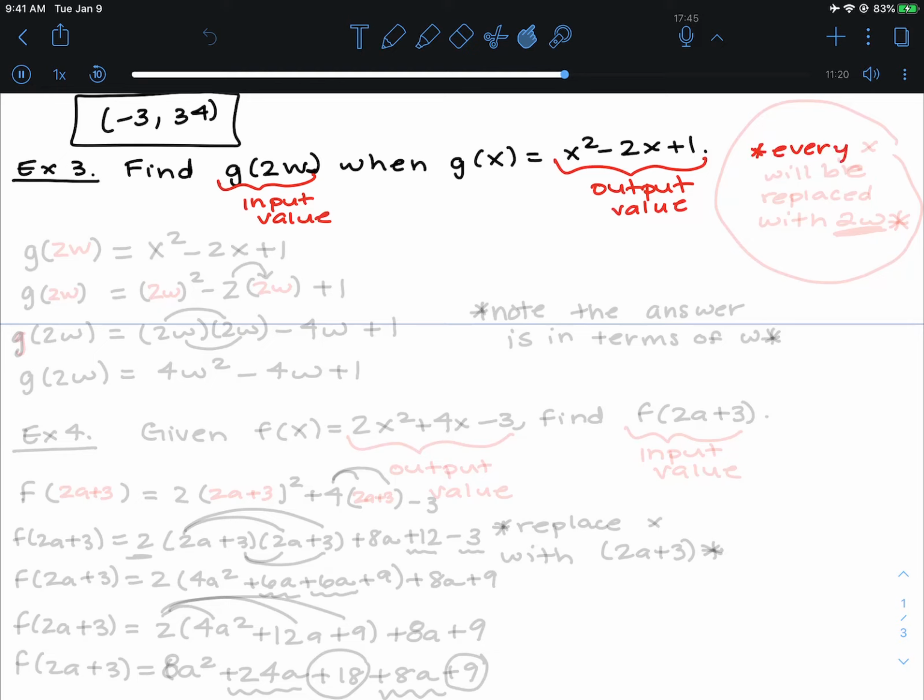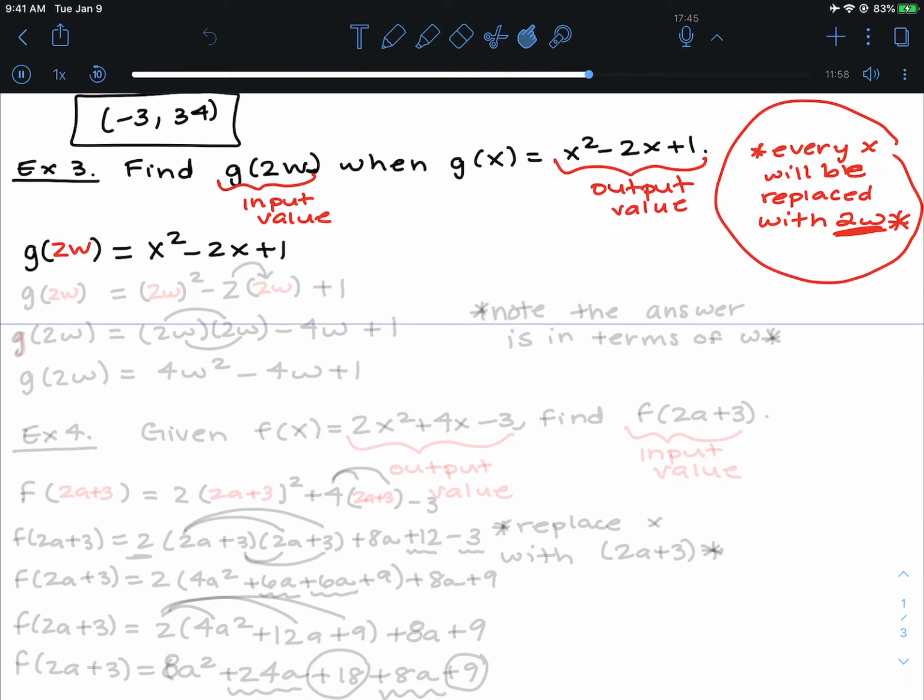So that means that every x will be replaced with 2w. So that means that wherever I see an x, I should not see an x anymore. I should see a 2w, right? So that means that we're going to get g of 2w equaling x squared minus 2x plus 1. Okay, so that's the initial format, 2w. So now every single x, like we said over here, is going to have to get replaced with 2w.